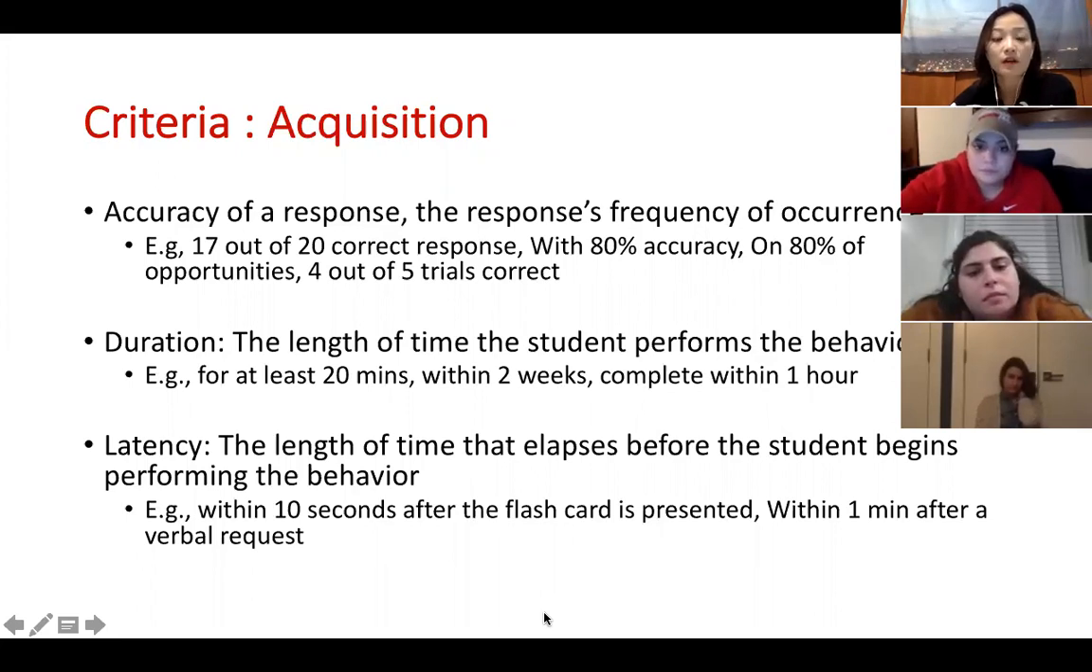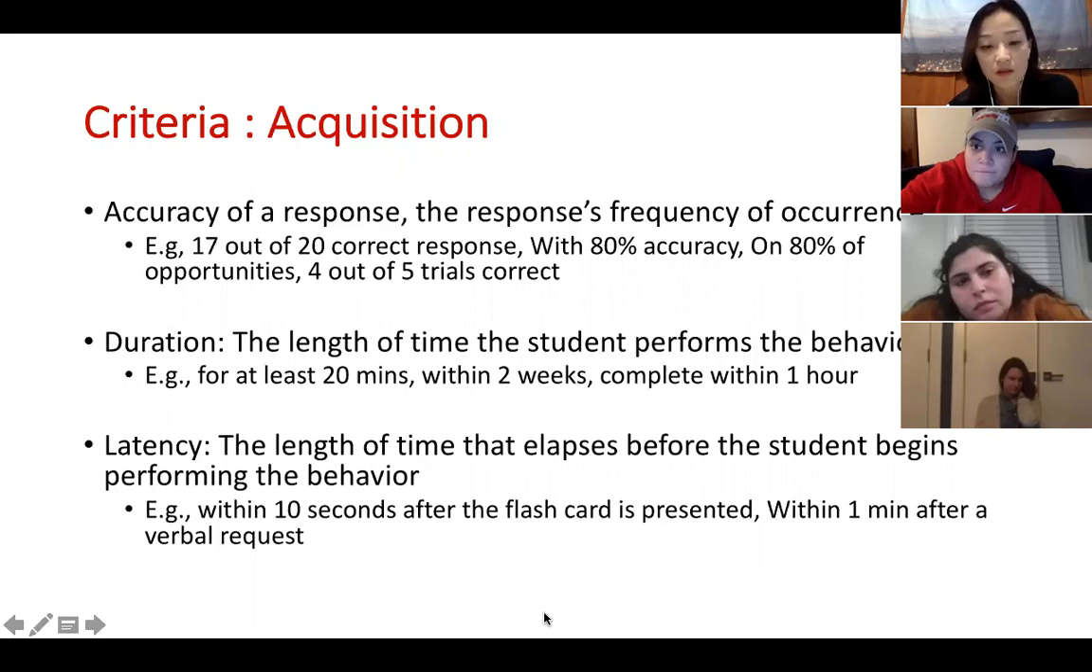Duration. If you want to see your student sit for 20 minutes, then the 20 minutes, the duration, can be the criteria. Or the student will complete this behavior within 2 weeks, or complete it within 1 hour. So you can set the time. That's duration. Latency is a little different from duration.